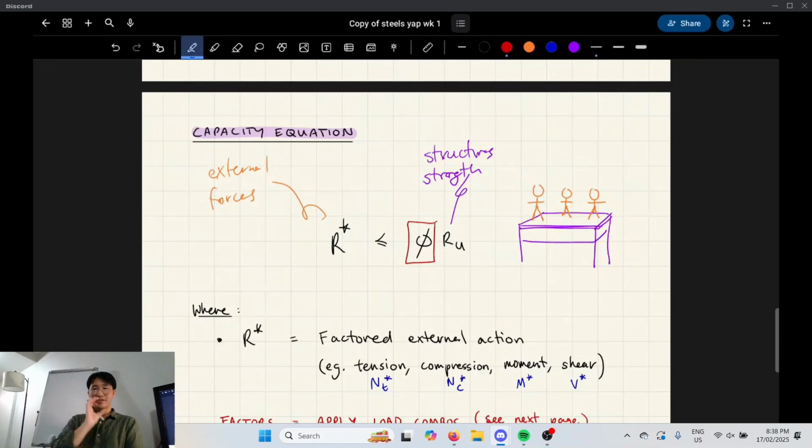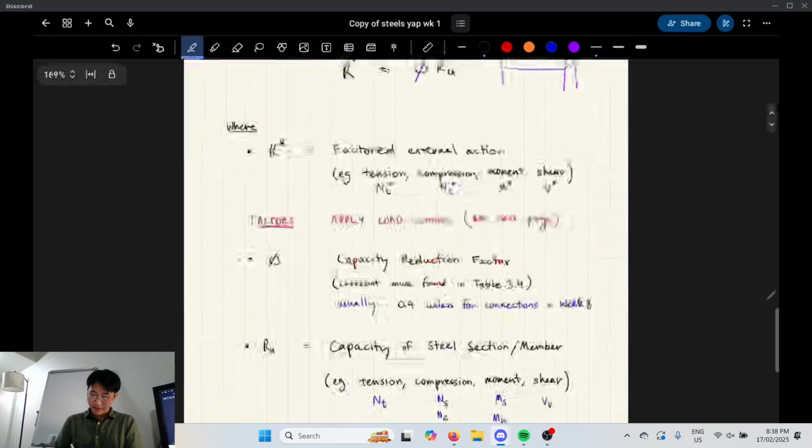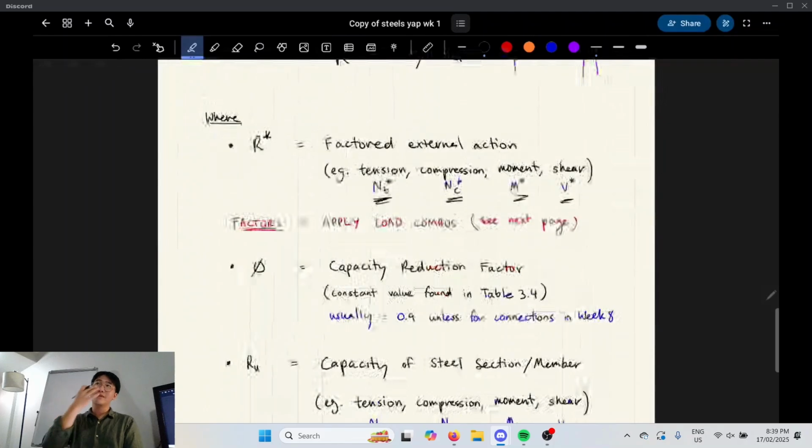So we pretend that our structure, in this case our scaffolding, is only 90% as strong as it truly is, right? Because we're accounting for those manufacturing errors, all that stuff, missing bolts, whatever. So that's essentially the gist of it. As I mentioned, the factored external action could apply to tension, compression, moment, shear. So you're going to see different letters instead of R representing this.